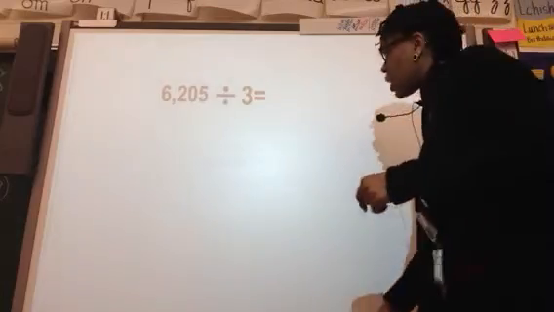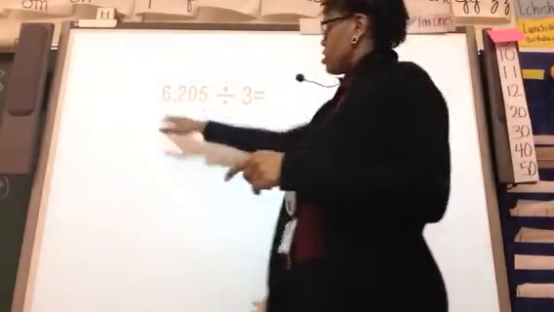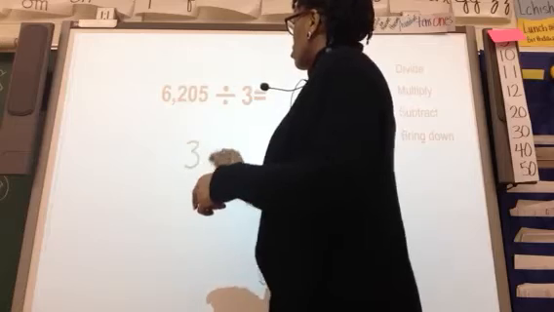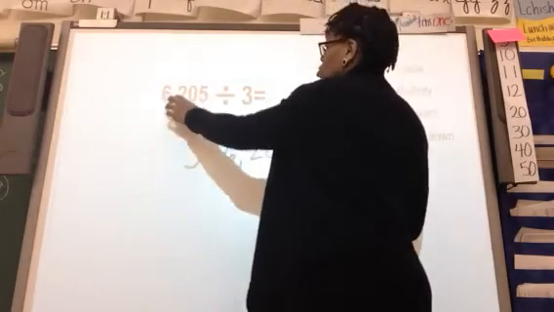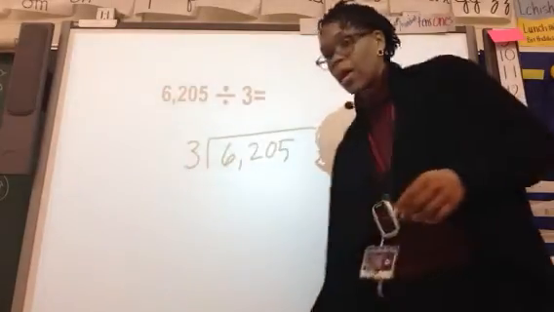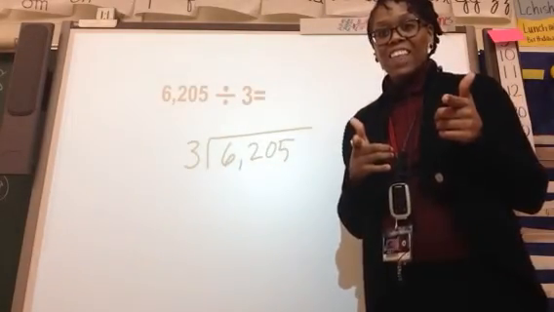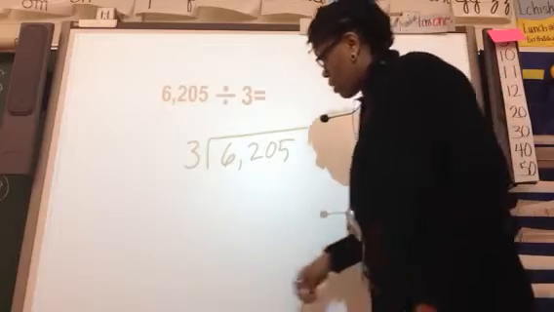Now, this one is kind of different because 3 can fit into 6. So go ahead and set up your long division strategy. We're doing 6,205 divided by 3. Pause now and see how you do. Okay, we're bringing it back.